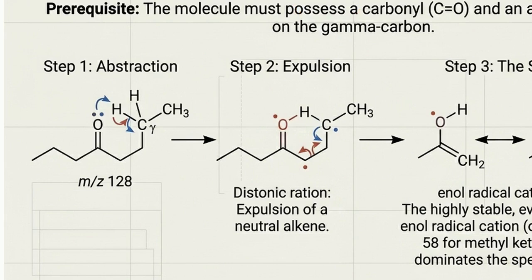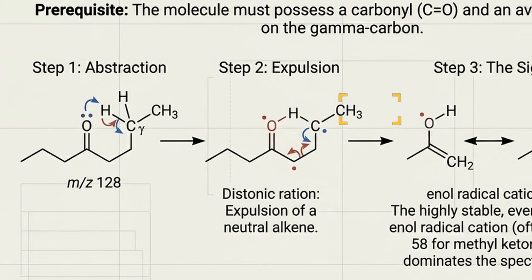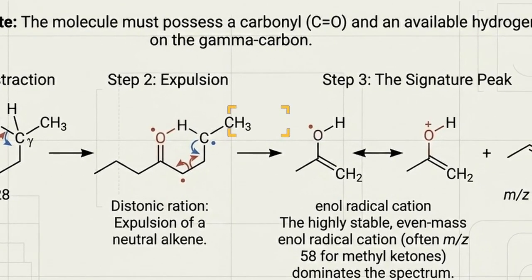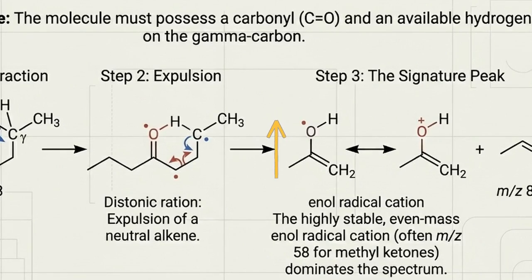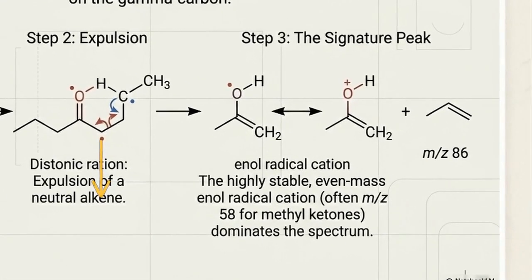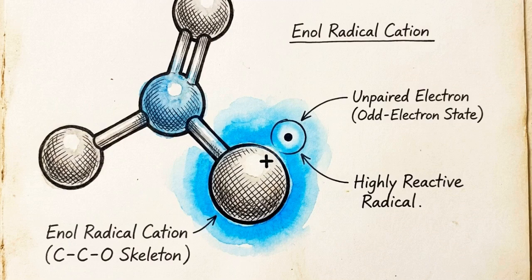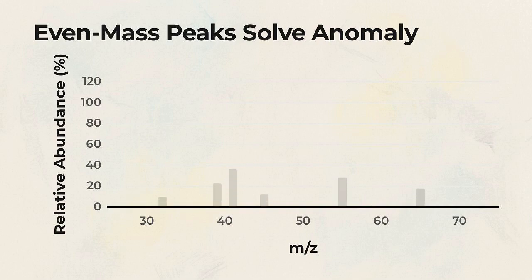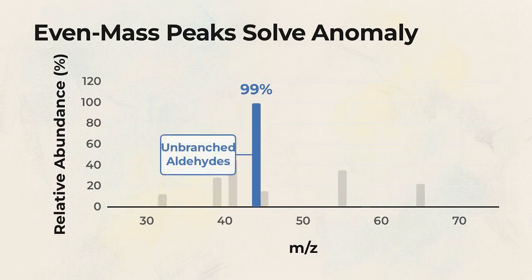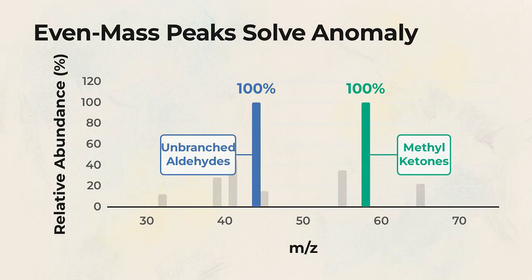That initial hydrogen transfer sets off an immediate cascade of electron shifts, rippling through the transition state. These shifting electrons force a targeted cleavage at the beta carbon bond, severing the hydrocarbon tail. That tail is expelled as a neutral alkene, like 1-hexene. What is left behind is a highly stable enol radical cation. Because it retains an unpaired electron, it is an odd electron ion, which dictates an even mass number. It registers perfectly at M/Z 44 for unbranched aldehydes and M/Z 58 for methyl ketones.